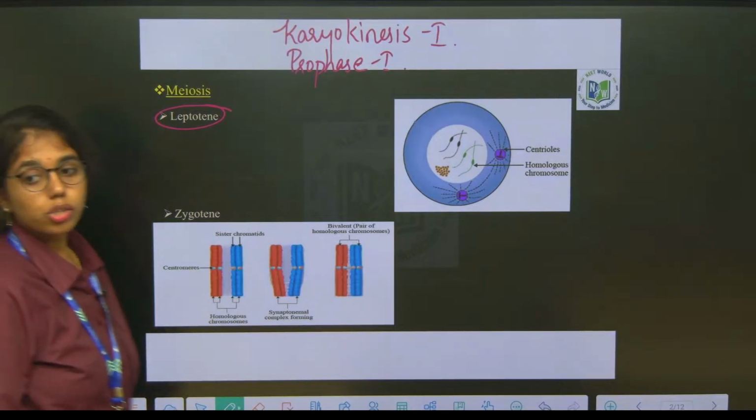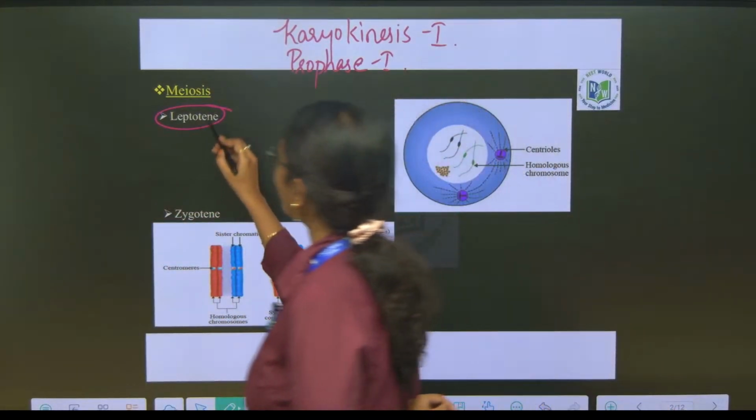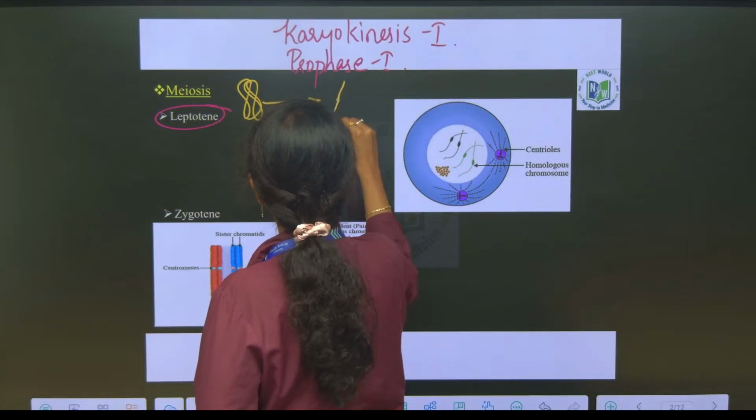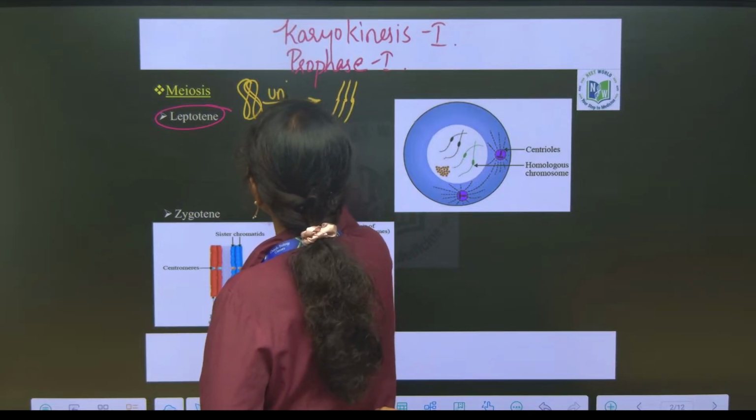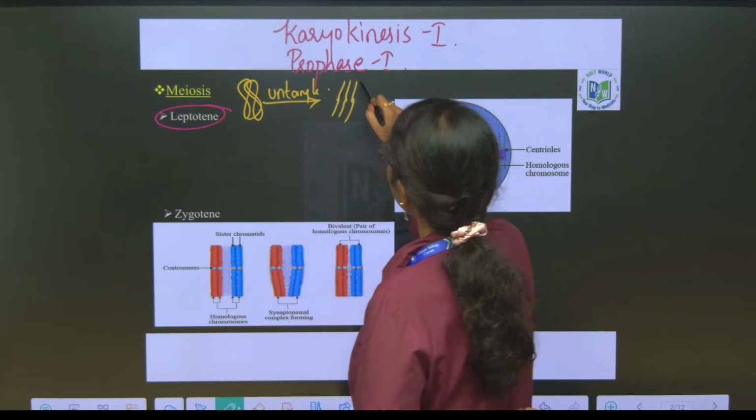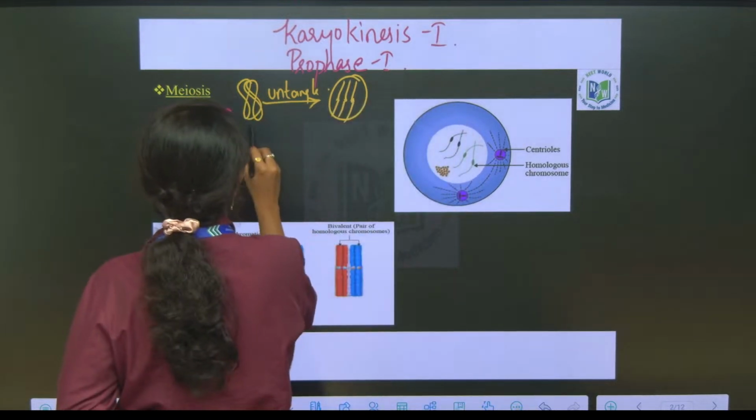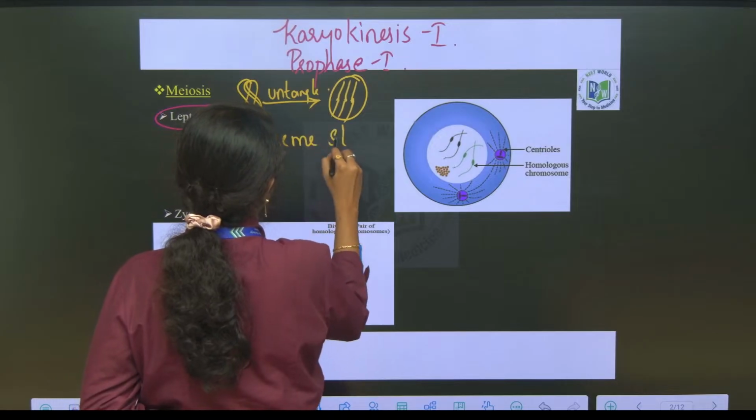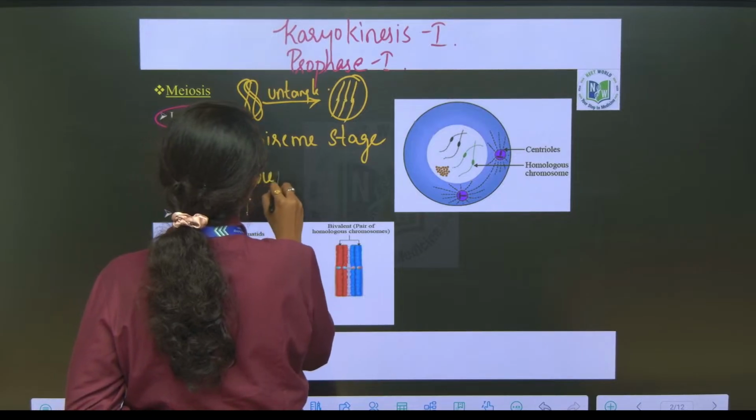Leptotene, right? So, in leptotene, what are the events that are occurring? First, the chromatin gets untangled to chromatids, which are thread-like structures. You will call this untangle or detangle. And these chromatids will be adjoined to the nuclear membrane, and so this stage is called the spireme stage or bucket stage.